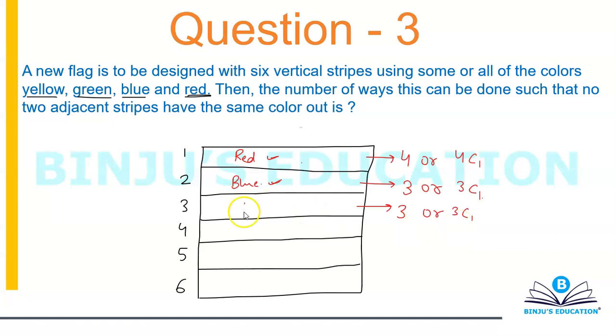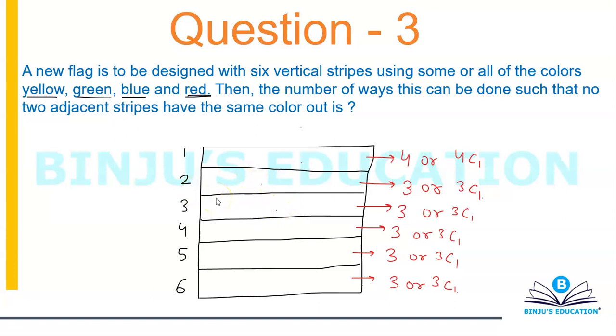Similarly, for example, if you have used red again, now for the fourth one you can't use red, but you can use blue. So likewise, you'll realize that apart from the first one, for all the remaining 5 stripes, you can use any of the 3 colors. Okay. So your answer will simply become 3 to the power 5 into 4.